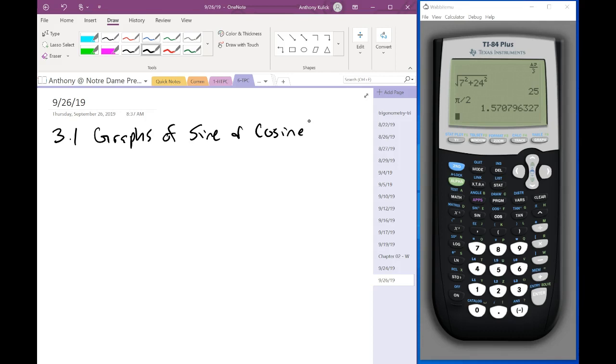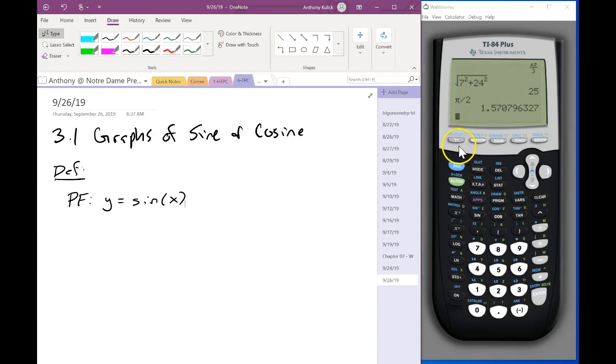So this first section we won't actually be doing any graphing. We're just going to be learning about some of the characteristics of these graphs. And the graphs that we're talking about are sine and cosine. So if I take the class of all sine functions, the parent function for the class of all sine functions is y equals sine x. Remember what we mean by parent function? It's like the simplest version of that particular class of functions.